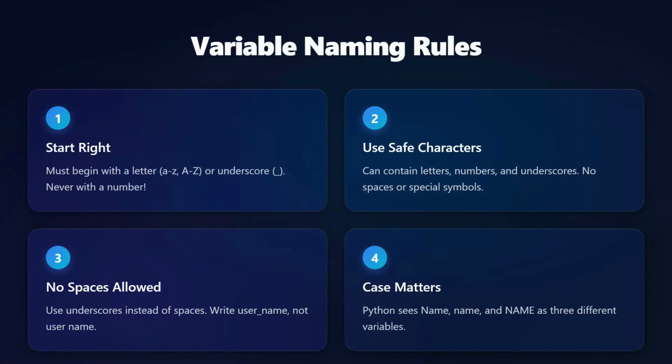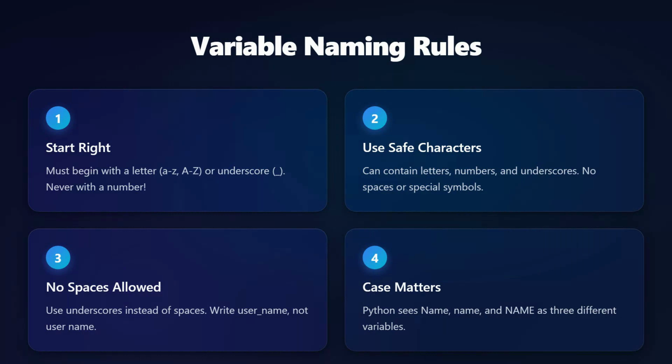Now, there are a few simple rules for naming variables in Python. Rule 1. Your variable name must start with a letter or an underscore, never a number. Rule 2. After the first character, you can use letters, numbers, and underscores, but no spaces or special symbols like dashes or dollar signs.